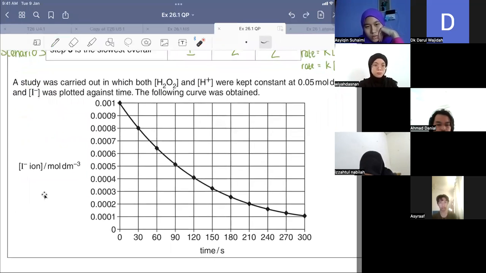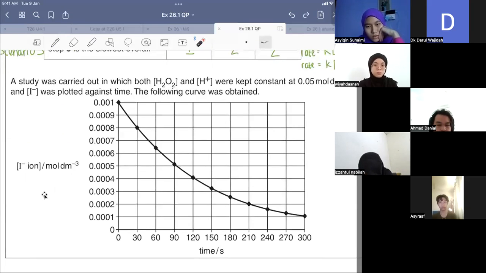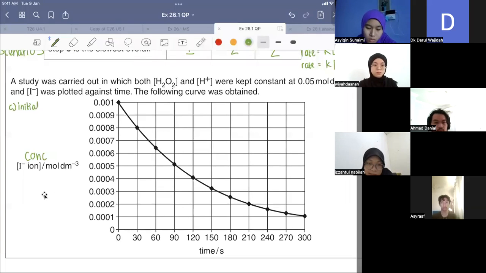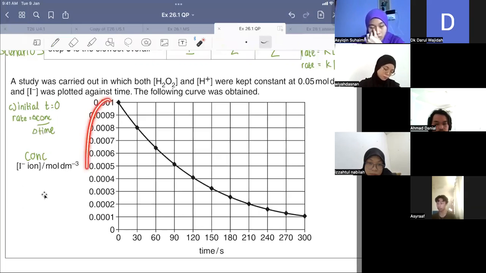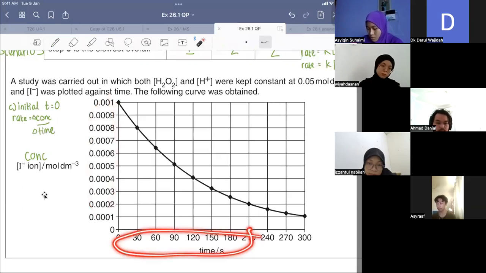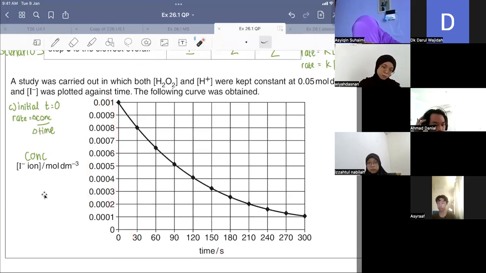Again, you need to read the graph carefully. This is a concentration time graph. They want you to find the initial rate. So part C, initial means at t equals to zero, okay? Rate is change in concentration over change in time. I'll use the word delta. So if you look at the graph, change in concentration is the y-axis, change in time is the x-axis. So if you take change in y over change in x, that is the gradient of the graph. So you want to find the gradient of the graph at t equals to zero.